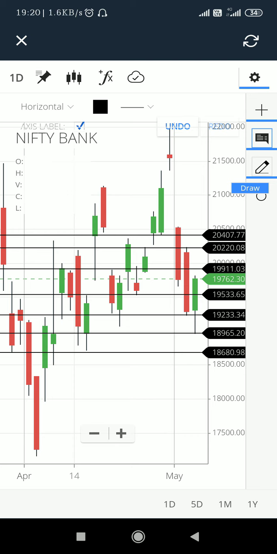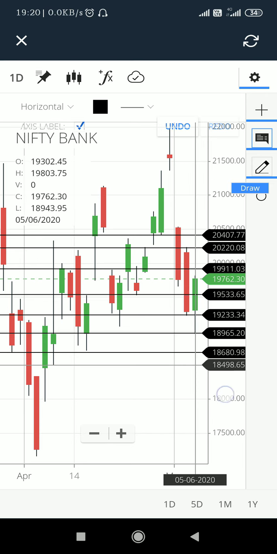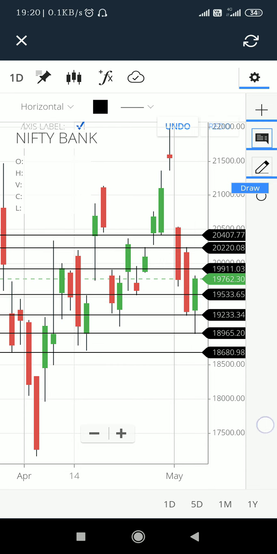So the levels are 19,900. The first target can be 20,200, and the next is 20,400. Now 20,400 is an important level. It was a support when the Bank Nifty was falling, when the coronavirus crisis began. 20,400 acted as a good support. Now on the lower side, if 19,533 breaks, you can go for put option buying at the ATM, and it can definitely generate a good profit. So that was the analysis for the Nifty bank for tomorrow, that is 7th of May 2020.